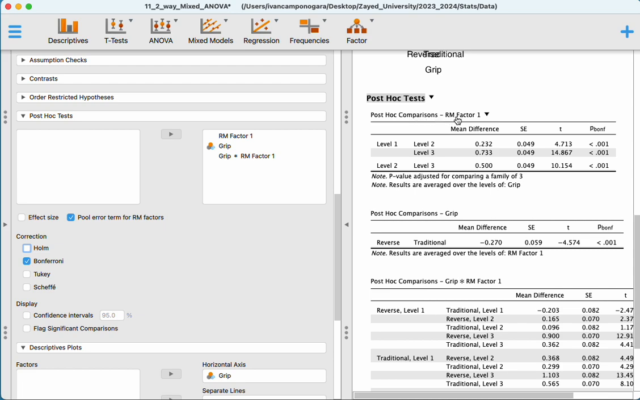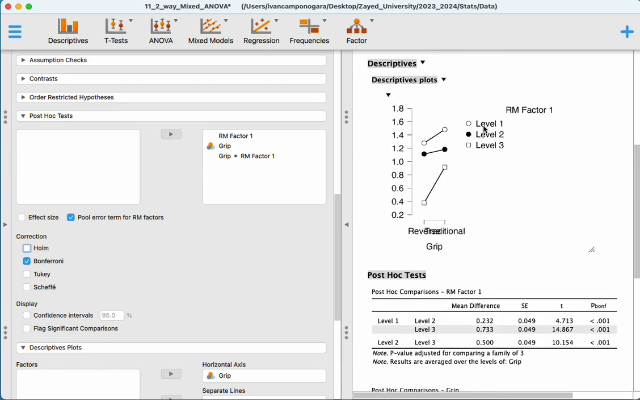So this is the comparison between the levels, so the days when the test is done. So we see that level 1 is different than level 2, level 1 is different than level 3, and level 2 is different than level 3. So it means that the force exerted at level 1, so after 30 days, is higher than level 2 and is higher than level 3. But also the force at level 2, so after 50 days, is higher than the force after 70 days. As you can see here, they are different between each other.